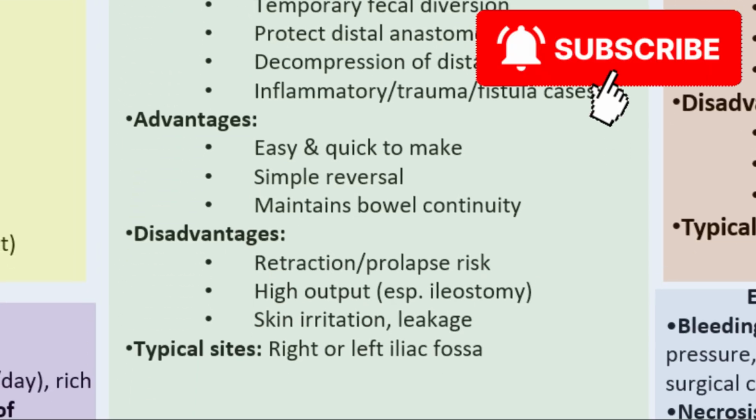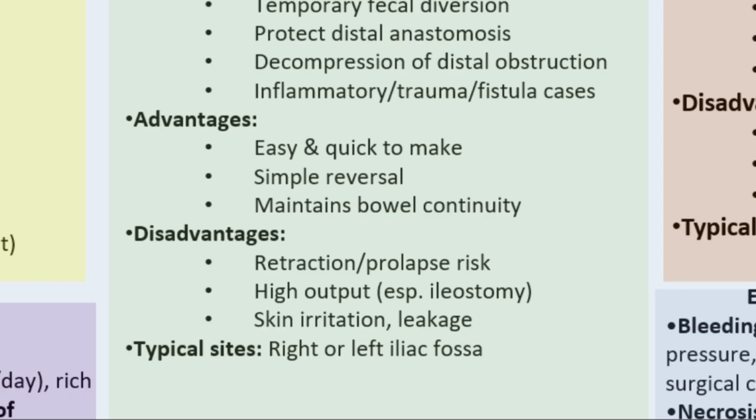reverse this loop stoma. The disadvantage is that retraction or prolapse is a high risk, and it is a high output, especially if it is an ileostomy. And that comes with many complications, including malnutrition or malabsorption. Then the typical sites for the ileostomy are going to be the right or the left iliac fossa.